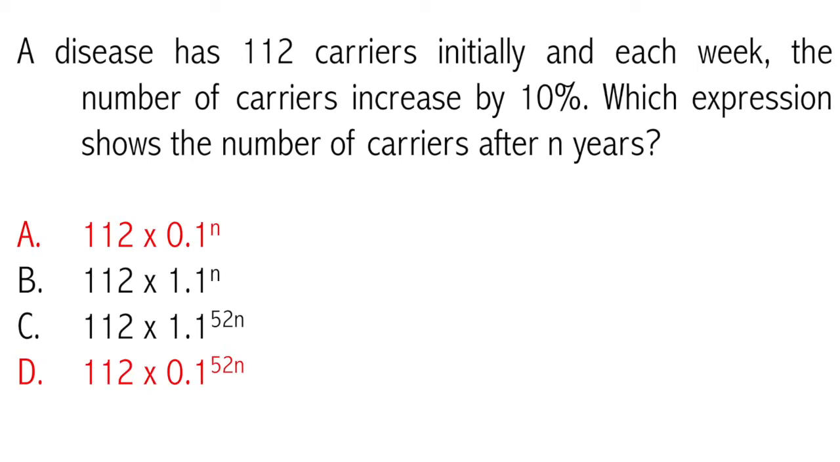The next thing we want to know, now that we are left with two options, is that n is given in years, right? There are 52 weeks per year. This 1.1 is the ratio it is increasing by each week, but n is in years. So we know that there are 52 weeks in a year. That means it is increasing 52 times each year. Therefore, after 2 years, it would have increased 104 times, right?